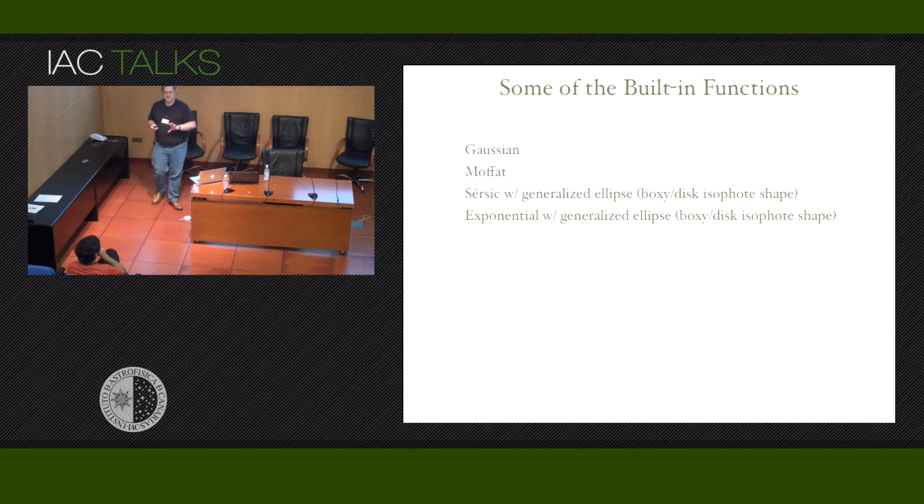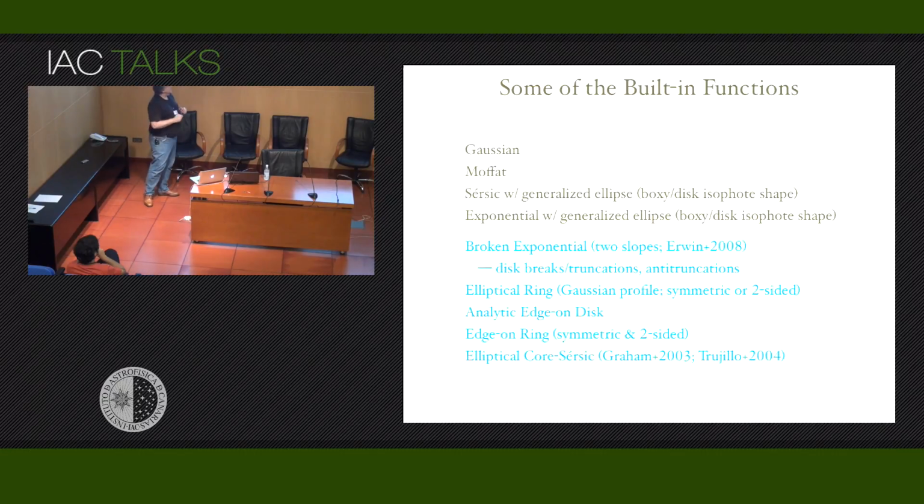So there are, of course, a number of functions that come built in, including the standards you would expect: two-dimensional Gaussian, Moffat, Core-Sersic and exponential with generalized ellipse shapes. This is where the ellipse can be varied from a perfect ellipse to something that's more boxy or more disky in shape. Some more unusual things include an exponential with a broken profile.